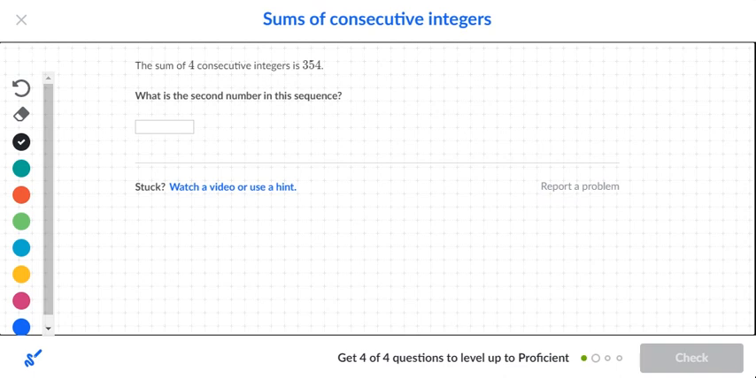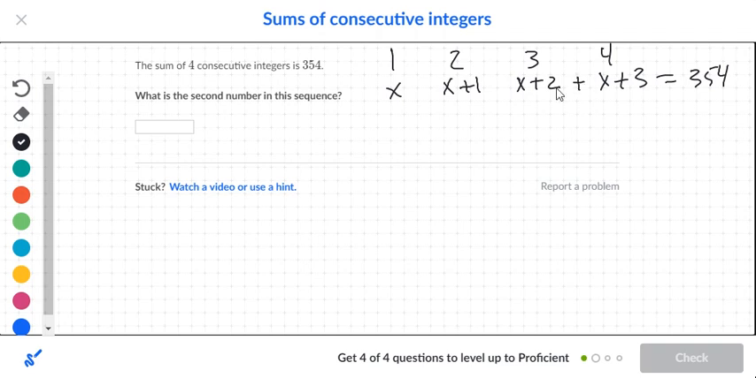Okay, next question. I want to do the sum of 4 consecutive integers. So here's 1, 2, 3, 4. Call the first x1. Now to go from 1 to 2, you have to add 1. To go from 1 to 3, you have to add 2. To go from 1 to 4, you have to add 3. And this is going to be 354.